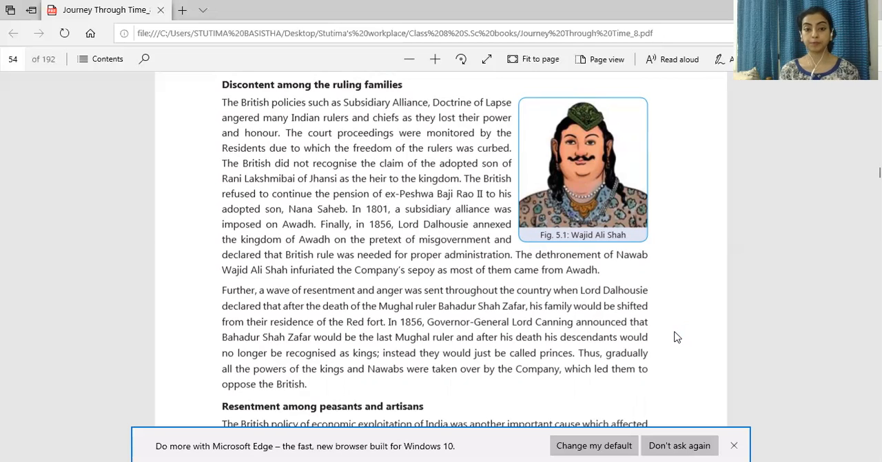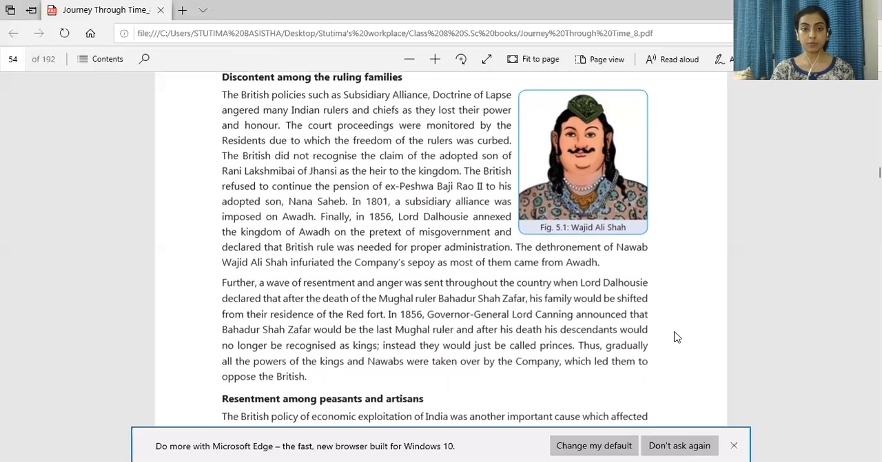The fifth was that it was declared that after the death of Bahadur Shah Jafar, the last Mughal emperor, his family will be shifted to Red Fort. The sixth reason was that Lord Canning declared that no one can become a king after Bahadur Shah Jafar. Rather there will be no descendants, and they will not be called kings, rather princes. And all these reasons contributed towards the discontentment among the ruling families. So let's move to the next cause.